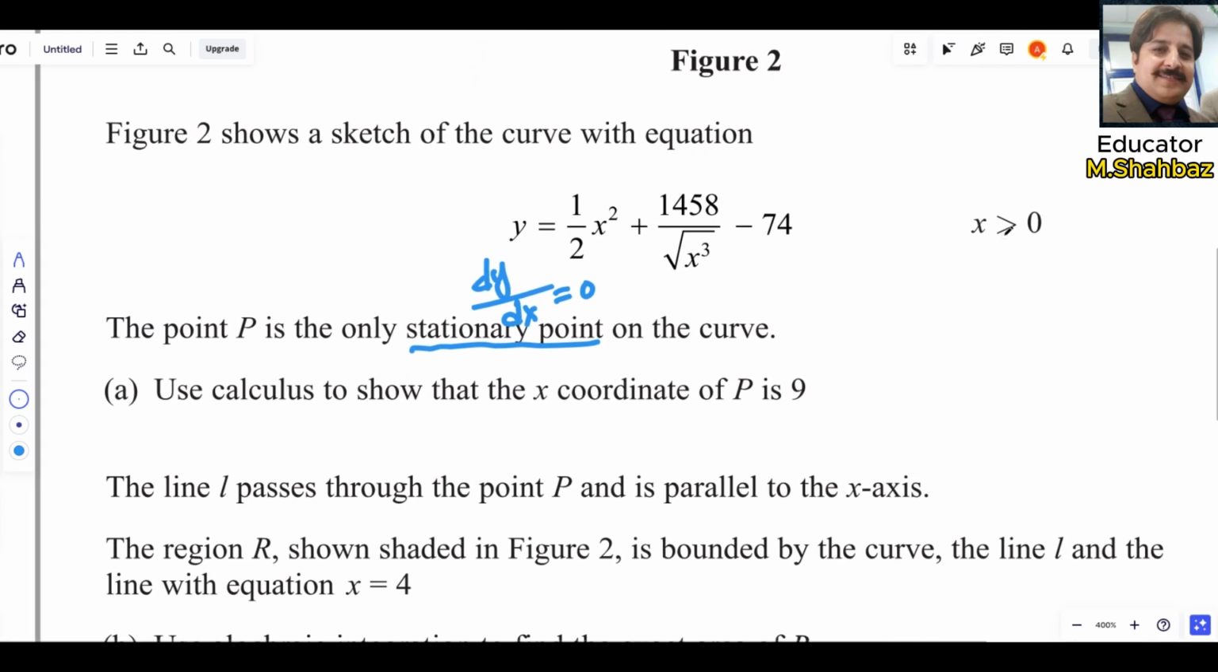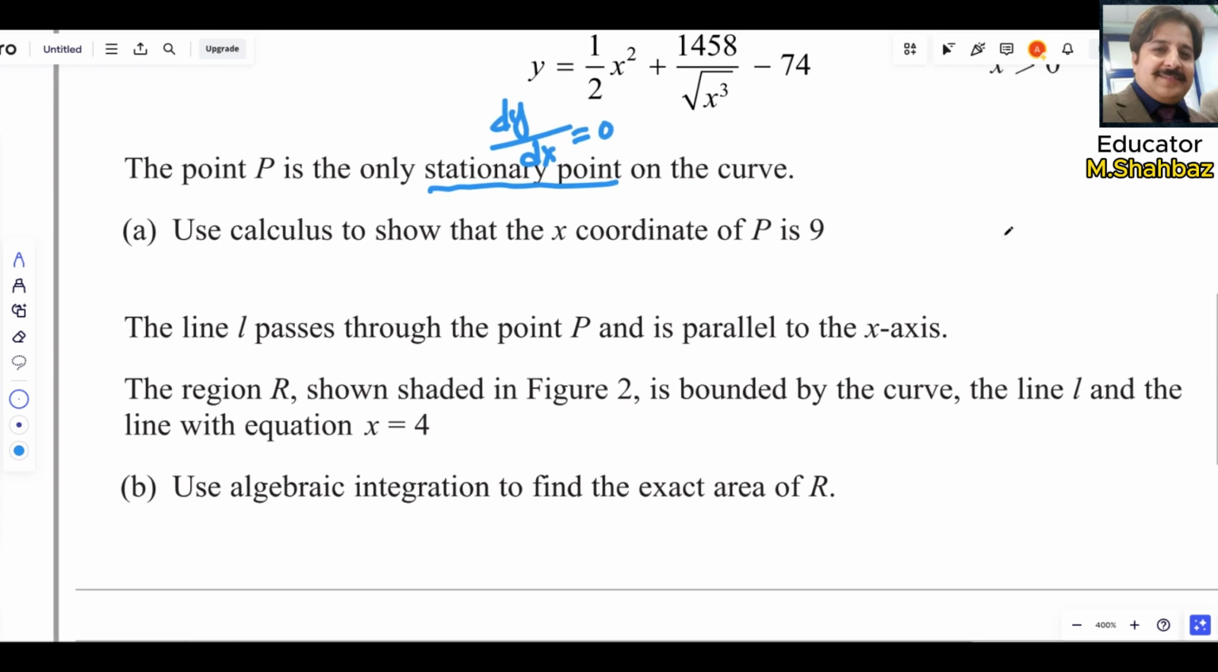Now we will take that function. Let me write that function here for the first part. y equals 1 over 2 x squared plus 1458 x to the power, because the square root means 1 over 2, and 1 over 2 multiplied by 3 becomes 3 by 2. But when you bring the denominator up as a numerator, you have to change the sign of the power, so it will be minus 3 by 2. And minus 74.